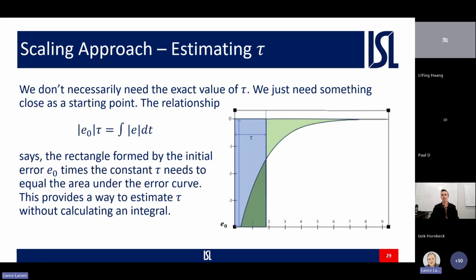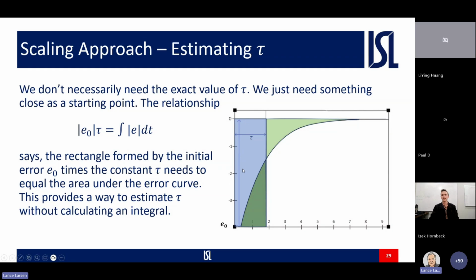Okay, so here we have a plot of an error signal. We don't necessarily need the exact values. If we can get something that's close, it tends to be good enough. Then we can adjust our parameters from there as we look at the response of the system. But here we want to take this E0, our initial error, and take E0 times some tau value. We choose what that tau value is to try and get this rectangle to be equal to the area under this curve here.